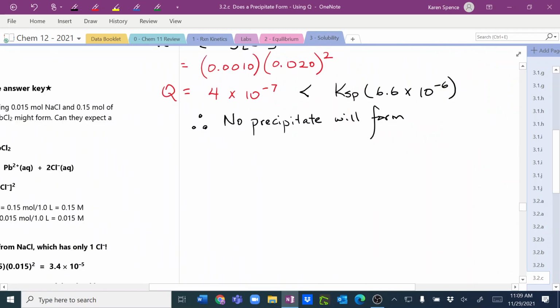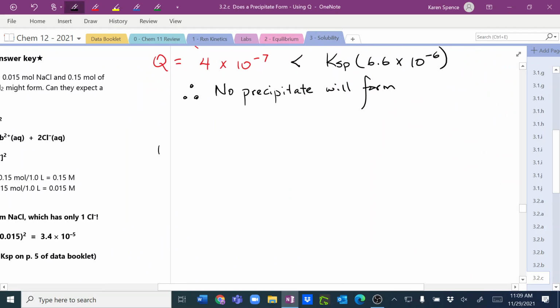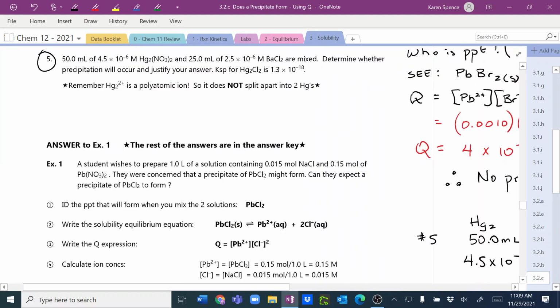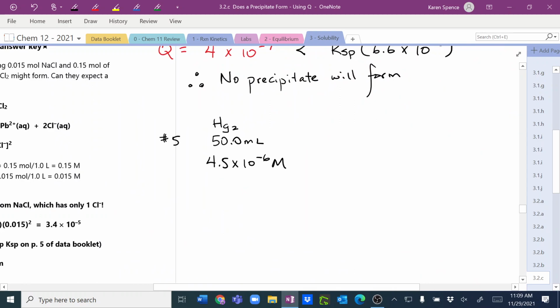50 mils of 4.5 times 10 to the minus 6 molar, and that is our Hg2(NO3)2.